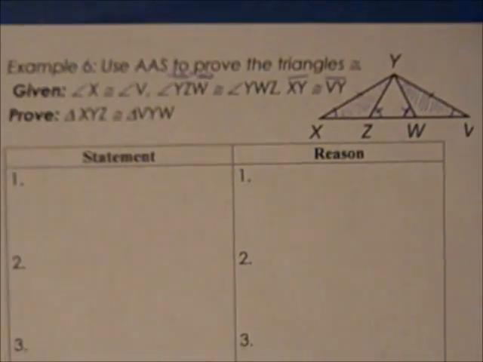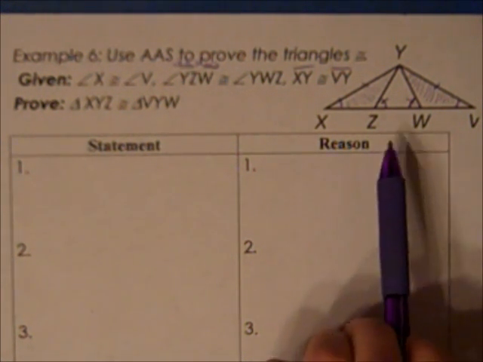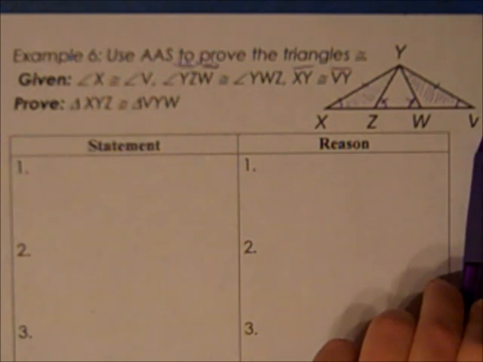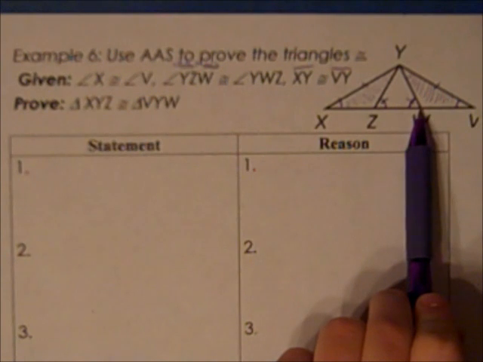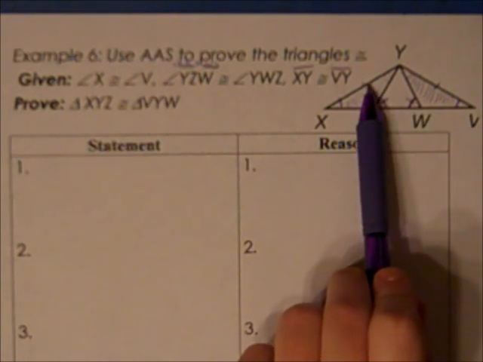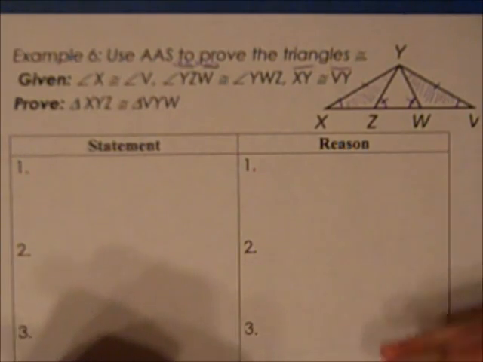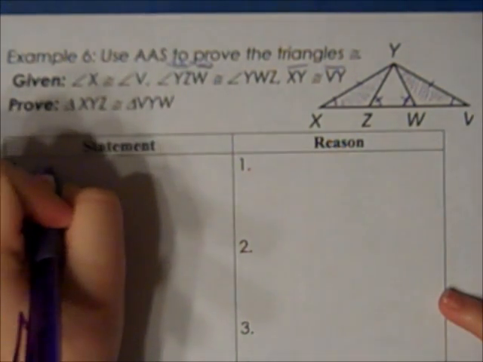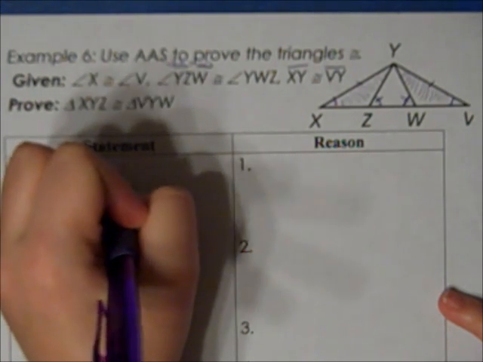Alright, so we're going to use angle side on this one to prove that it's congruent. I've already got my stuff marked here. Angle X is congruent to angle V. Angle YZW is congruent to angle YWZ. And XY is congruent to VY. So this is only a 4-step proof, so all of these givens are going to go in the same step.